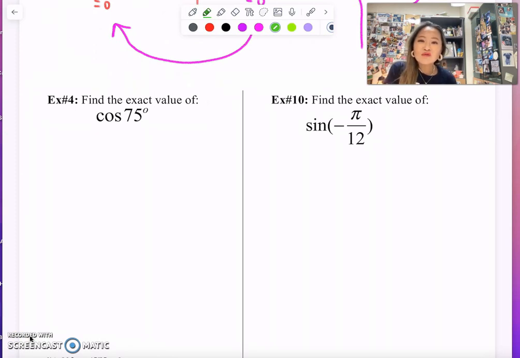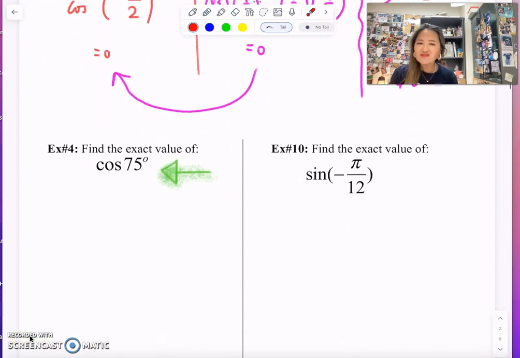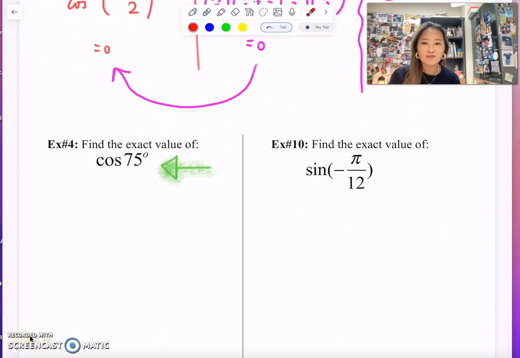Find the exact value of cosine of 75 degrees. Wait. What? Cosine of 75 degrees isn't even a special right triangle. You know, this guy right here, this is a special right triangle or special angle, right? But 75 degrees isn't, okay?